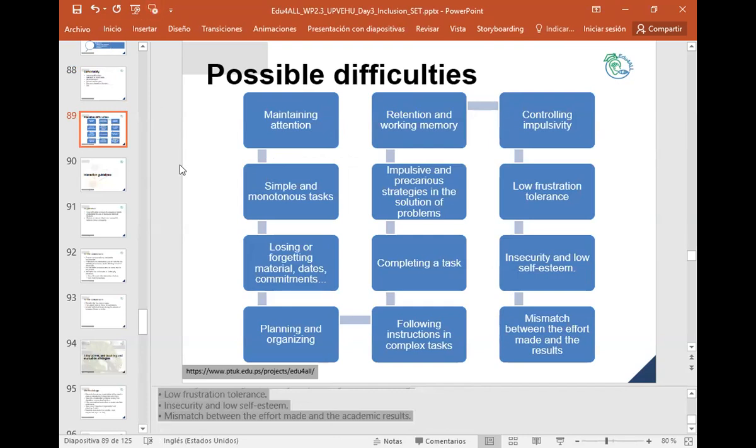From this alteration of executive functions, various behavioral, emotional and cognitive difficulties are derived, such as difficulty maintaining attention, errors in simple and monotonous tasks, losing or forgetting material, dates, commitments, difficulty planning and organizing, difficulty following instructions in complex tasks, difficulty completing a task if it is not supervised, impulsive and precarious strategies in the solution of problems, without analysis of the different possibilities of response, retention and working memory difficulties, difficulty controlling impulsivity, responding without thinking, low frustration tolerance, insecurity and low self-esteem, mismatch between the effort made and the academic results.